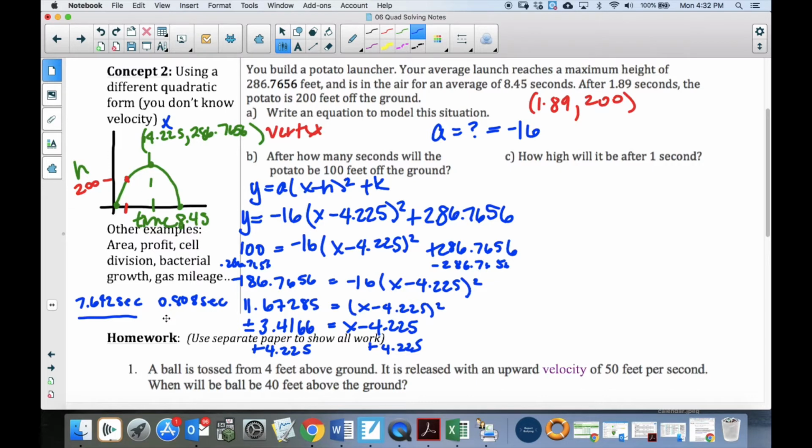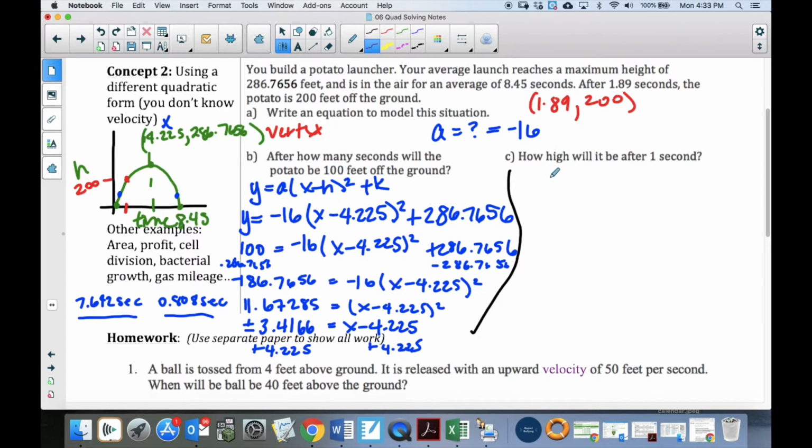7.642 seconds and 0.808 seconds. And once again, if you look up at the graph, this time we're talking about reaching 100 feet. And so we're saying the first time it hits that is at 0.808 seconds. And then the second time it hits it is over here at 7.642 seconds. Okay, so that answers the question of after how many seconds will it be 100 feet off the ground? Going up and coming down.